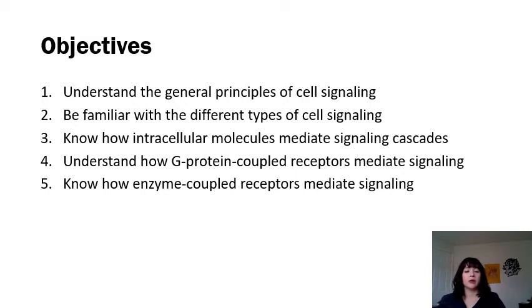And then last, we'll talk about enzyme-coupled receptors. This is another class of receptors. You should understand how they work and all of their components, what happens when things go wrong.